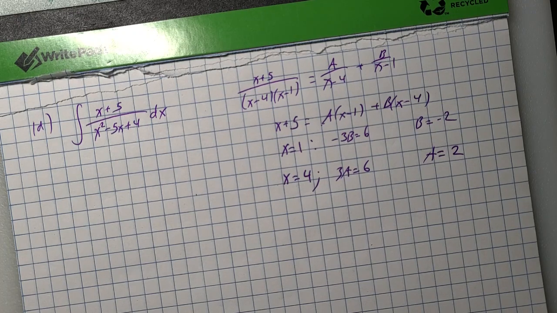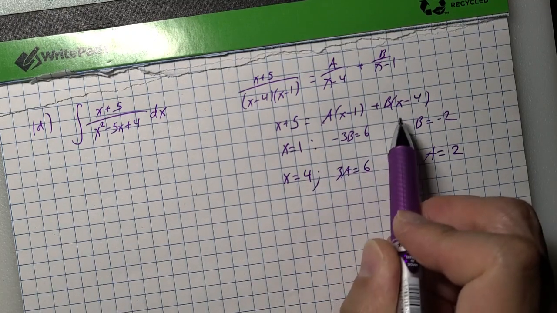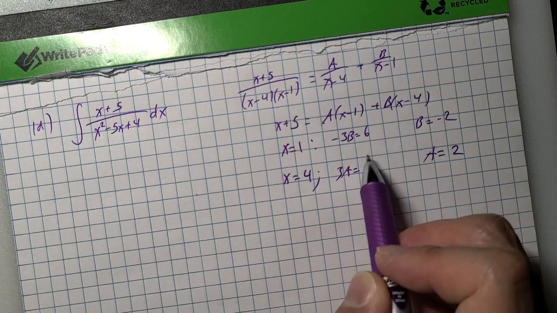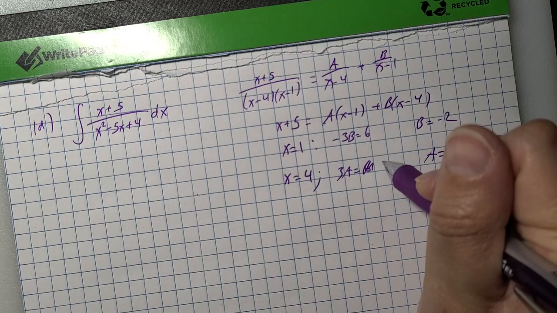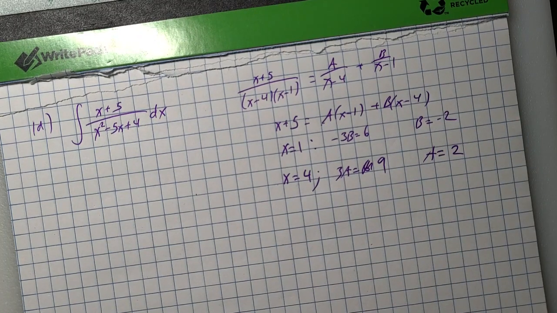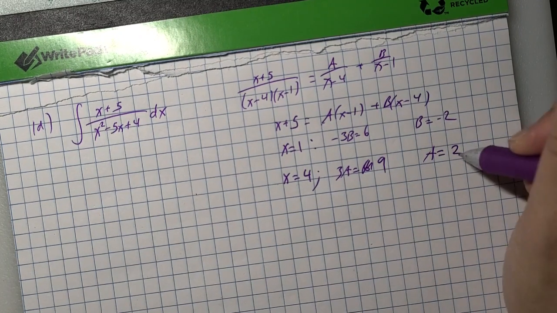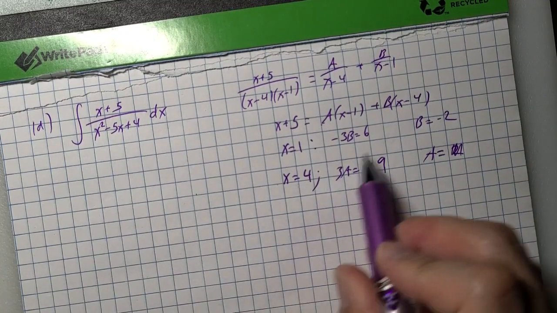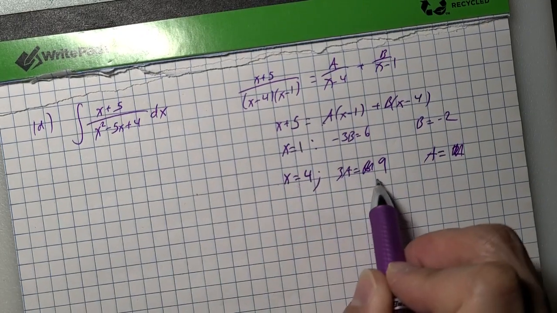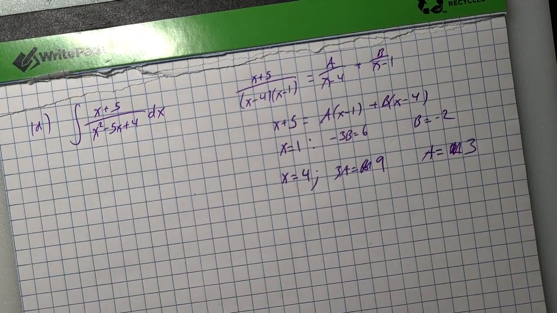Okay? Is this correct? Let me see. x is equal to 1, 6. Sorry, this would be 9. And then when we plug x is equal to 4, this guy would go away, this would be 3A, this would be 9, so sorry about that. So A is equal to 3 actually.